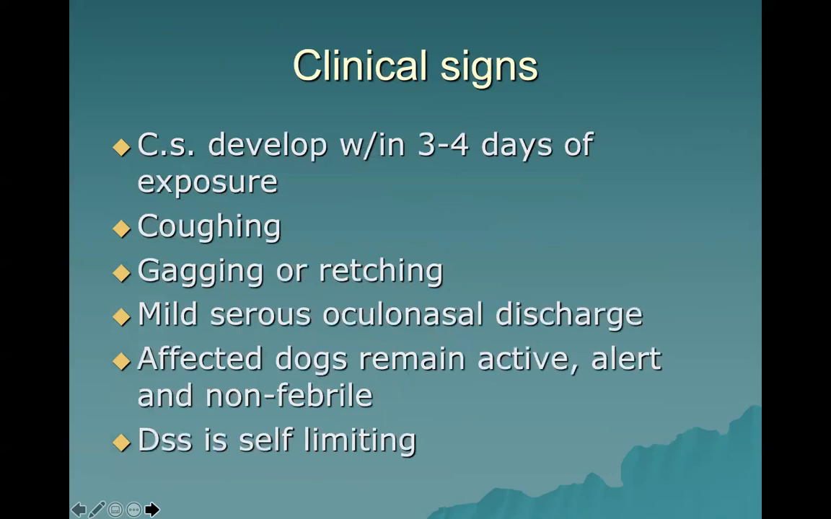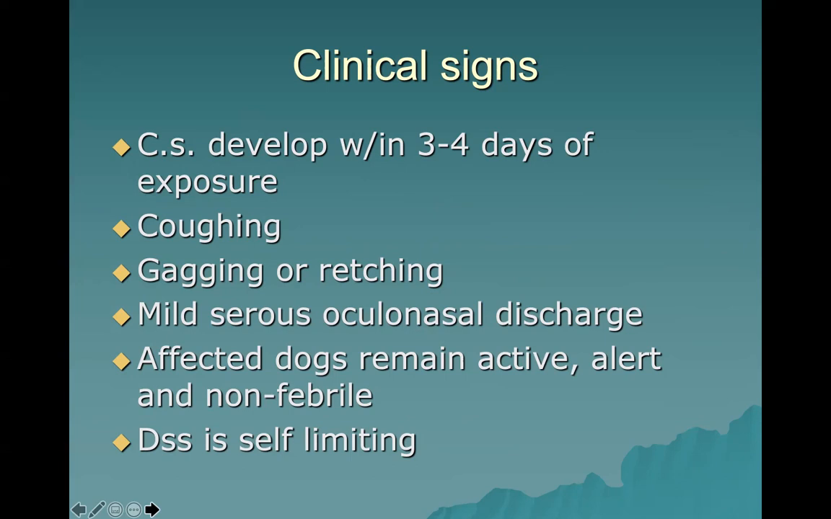The clinical signs develop within 3 to 4 days after the exposure of the dog. There is coughing, gagging or retching. Mild serous oculonasal discharge can also be observed. Affected dogs remain active, alert, and non-febrile. So there is no fever observed among affected dogs, and the disease is self-limiting. When you say self-limiting, even if you do not give antibiotics, the dog can recover.